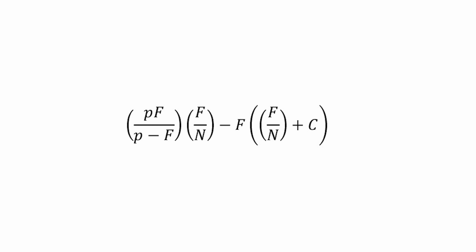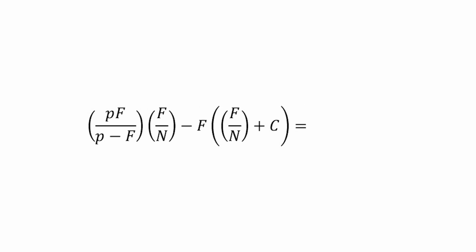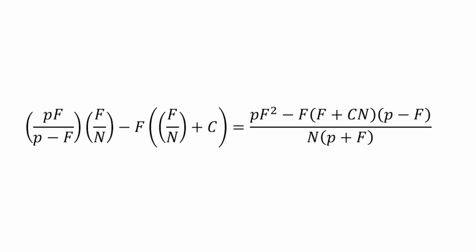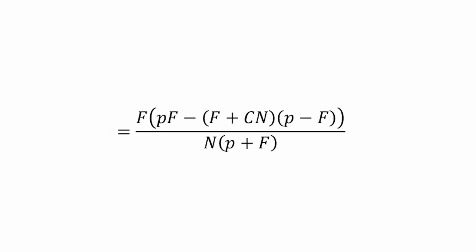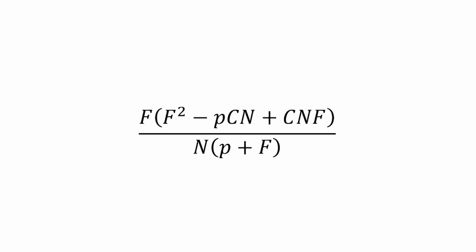So when we multiply out, we get this equation right here, and we're going to simplify that out a little bit to get this. And this is where we multiply out that binomial. I know it hurts. It's really painful to do. And then we have to painstakingly combine all of those terms to get f times f squared minus p times c times n plus c times n times f divided by n times p plus f.